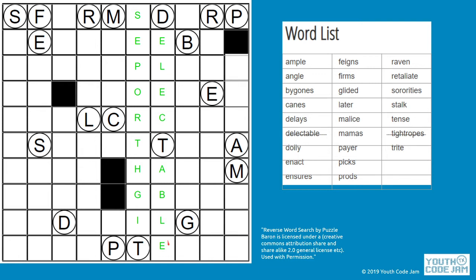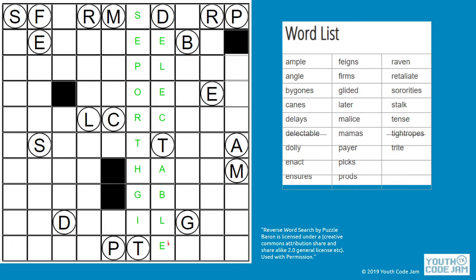S-O, we run into an F. S-O, as we try to spell it out, we run into this E. But downwards looks like it works. So let's fill in our word. S-O-R-O-R-I-T-I-E-S. And we've crossed it off of our list on this side.